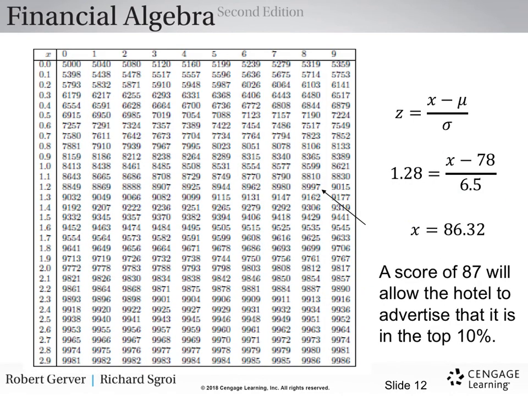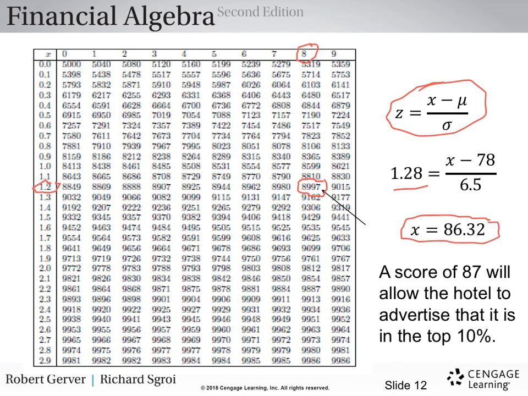All right, so let's start by looking at the normal distribution table here. All right, so we're looking for a value of 0.9000. Well, this is the closest it looks like we're going to come, 0.8997. So what does that correspond to? That corresponds to 1.28, okay? Again, using the same formula we've been using, a z-score of 1.28 is equal to x minus 78 divided by 6.5.